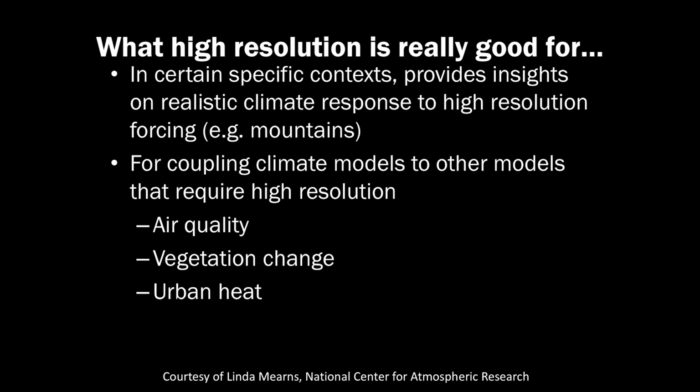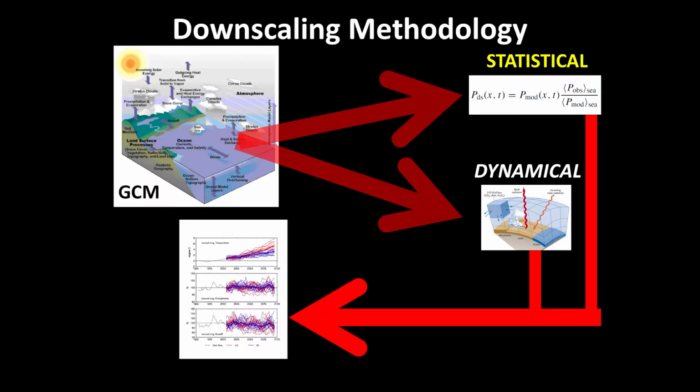So some reasons again are to take advantage of high resolution information for a particular context along coastlines in mountainous regions. And then because some of the process models where we want to learn about things like air quality or vegetation change or urban heat require more fine scale information. A little bit about downscaling methods.